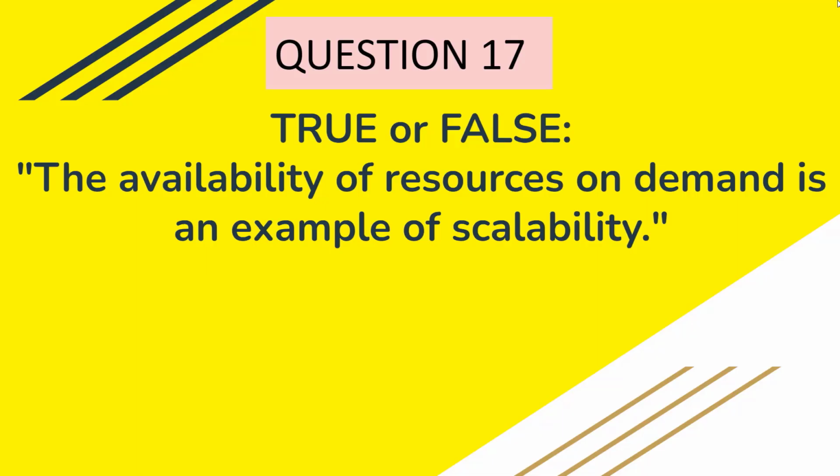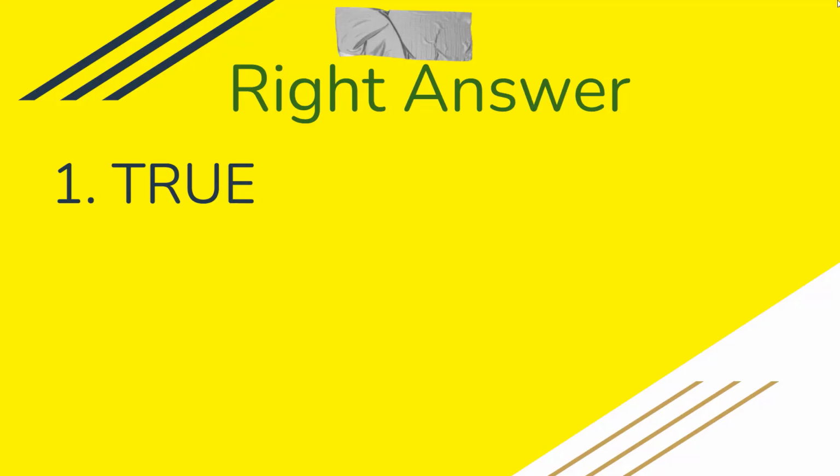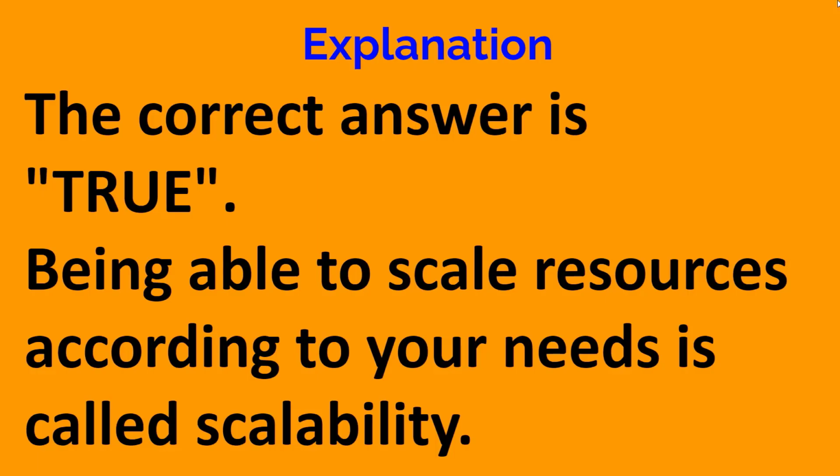Question 17. True or false? The availability of resources on demand is an example of scalability. Option 1. True. 2. False. Right answer is 1. True. Explanation. The correct answer is true. Being able to scale resources according to your needs is called scalability.